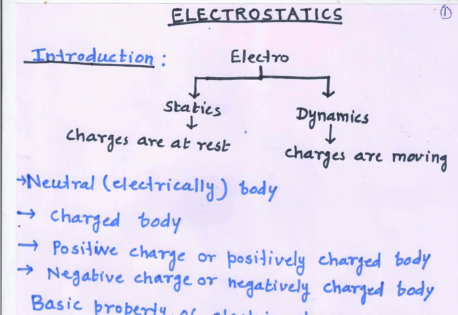On the other hand, if by any method the electrons from the outer orbit are removed, then the number of electrons will be less than the number of protons, and we say that the charge on the body is positive and the body is said to be positively charged.